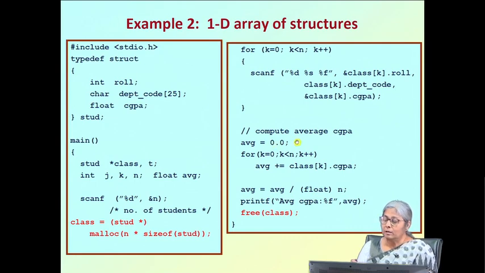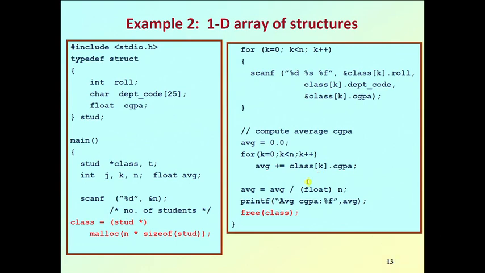Now, we compute average CGPA. So, initially average is kept 0 and then we are taking the sum of all the CGPAs for each student, n is the number of students. We take the average, that is AVG is the sum of the CGPAs of all the students divided by n. So, it gives the average and then we make the space free once it is over.